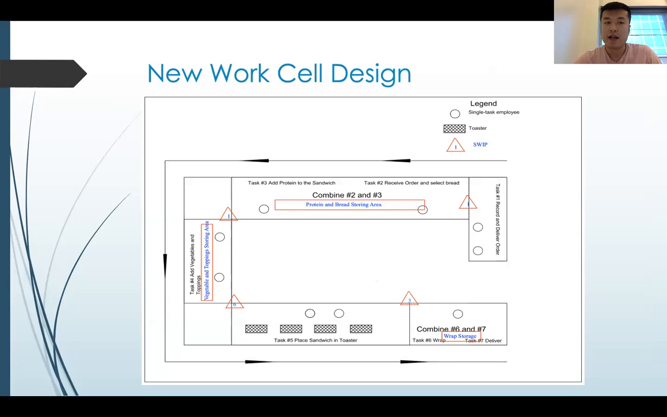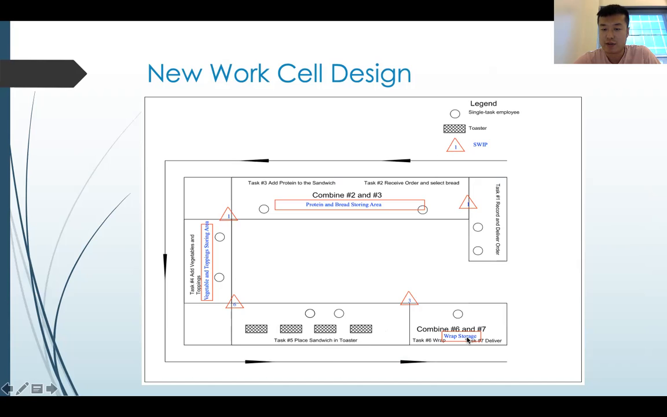So based on this goal, I designed the new work cell. Let's take a look at this. First of all, I want to have 2 employees working on task number 1, record and deliver order. And I want to combine task number 2 and number 3, but I also want to have 2 employees working. And next, I want to have 2 employees add vegetables and toppings, and 2 employees work on toasting sandwiches. But I want to use all 4 toasters in this process.